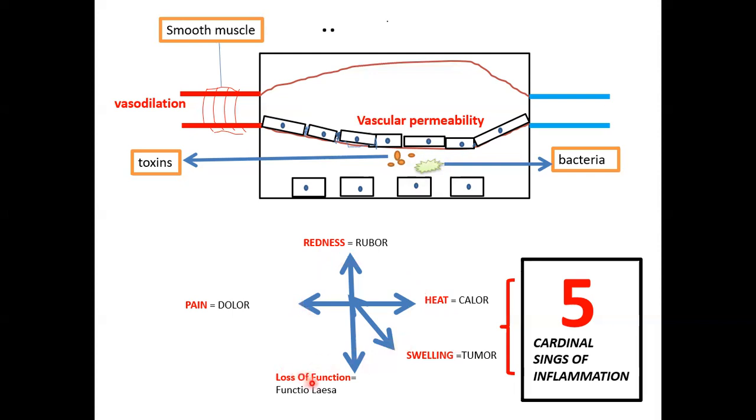The five cardinal signs of inflammation are: redness, rubor; heat, calor; swelling, tumor; loss of function, functio laesa; and then pain, dolor. But now the chemical mediators.